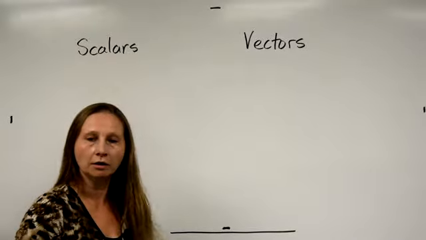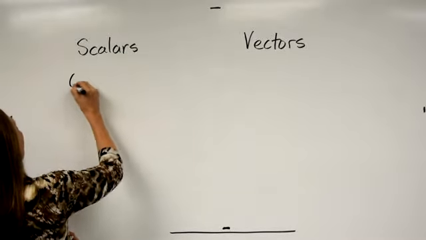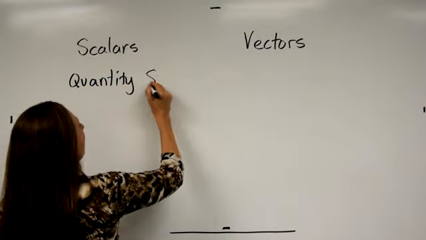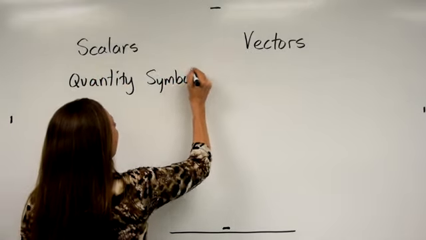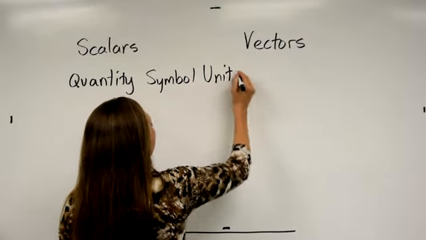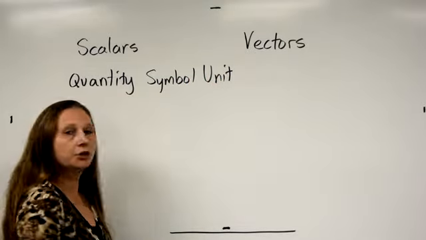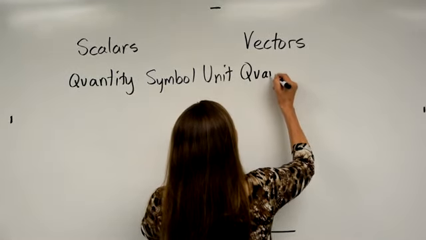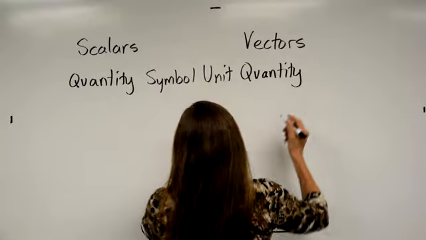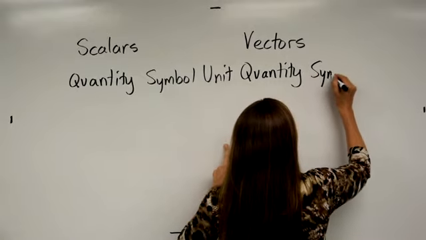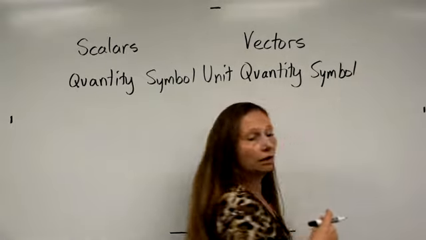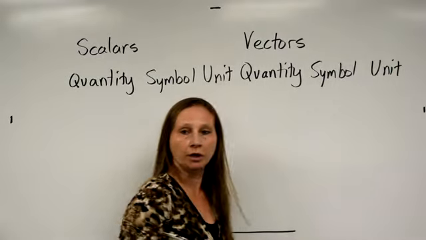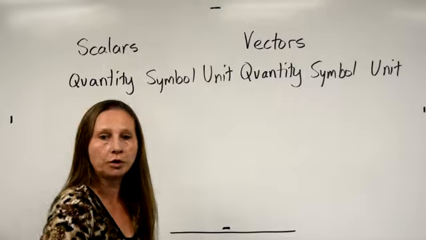Each scalar that you learn is going to have the name of the quantity, the symbol of that quantity, and the unit, which again is going to be a symbol. Each vector that you learn will have the name of the quantity, the symbol of that quantity, and the unit, the symbol for the unit.